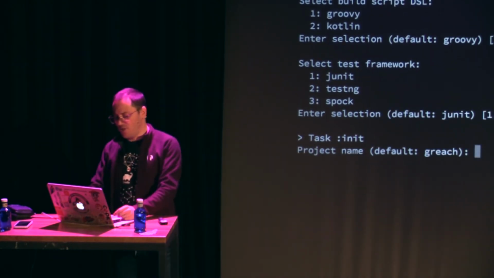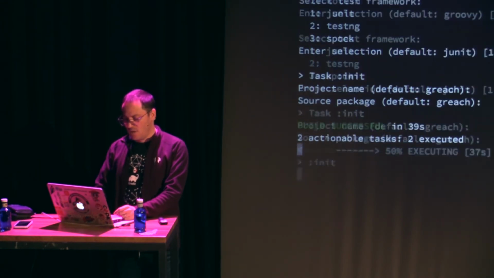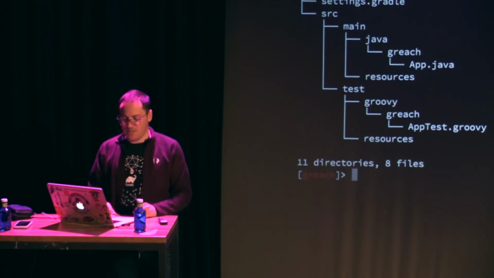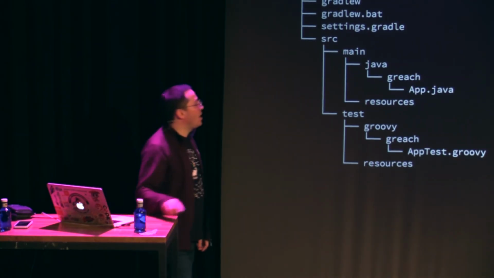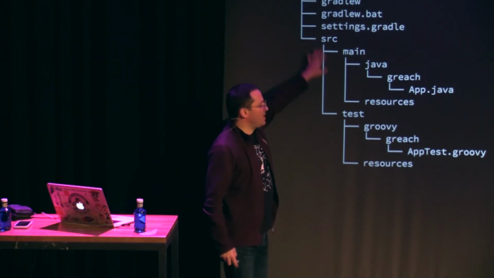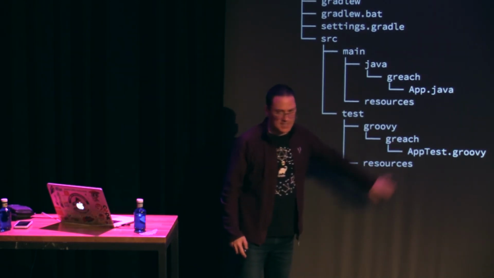And let's use the default names for the artifact and the package. And there you're done. So this is what has been generated. So your build file, the wrapper, the settings.gradle file, a very basic main class, and a very basic test.